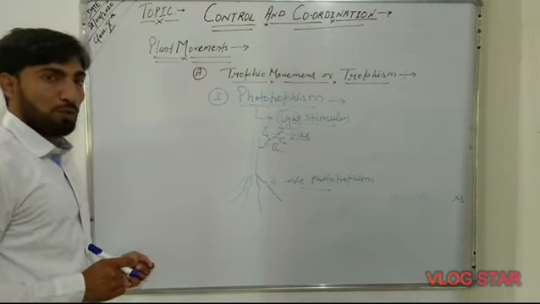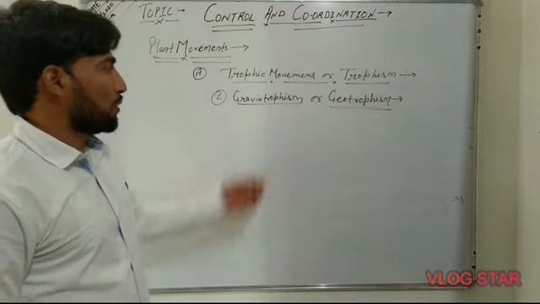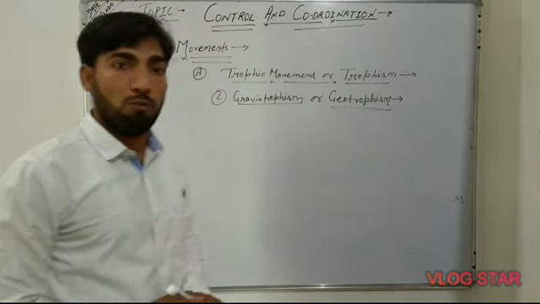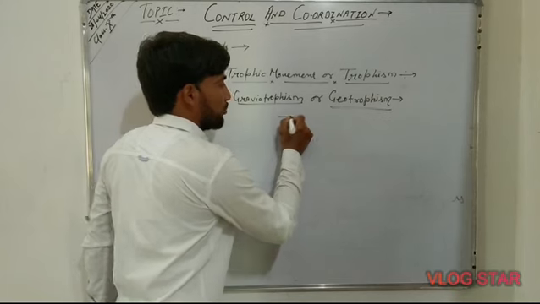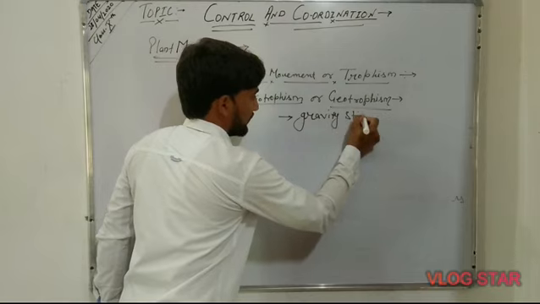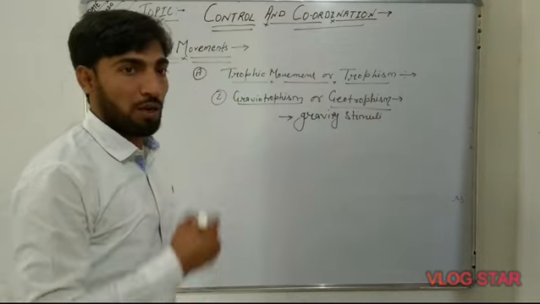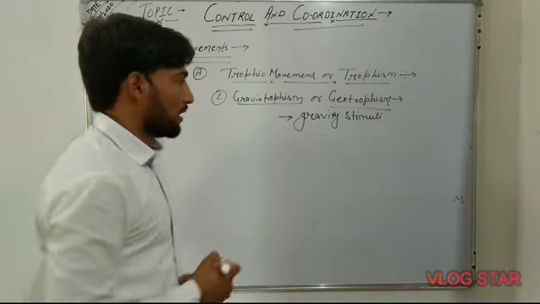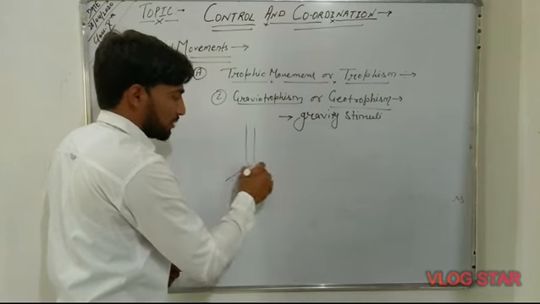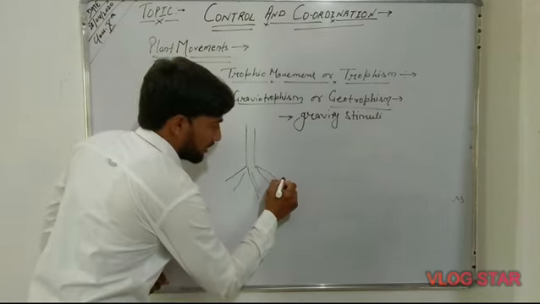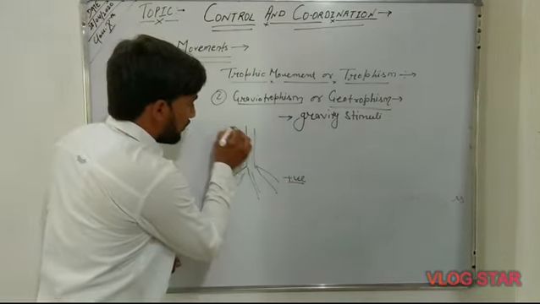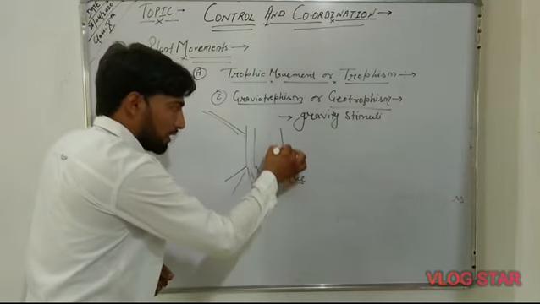The second type of tropic movement is gravitropism or geotropism. Geotropism is the movement of plant parts in response to gravity stimulus. If a plant part moves towards gravity, that is towards the earth's surface, then it is showing positive geotropism. And if a plant part moves away from gravity, it is negative geotropism.